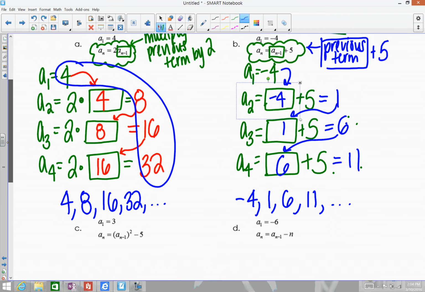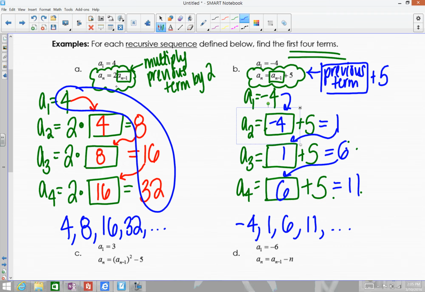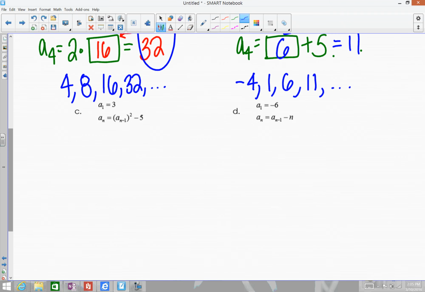So up top here, I was just multiplying by a number, so that's definitely geometric. And this one's arithmetic because I was just adding. But for these ones, you're going to square. So here's your recursive part. You're going to take that previous term and square it. Then you're going to subtract 5. So let's go ahead and start this.